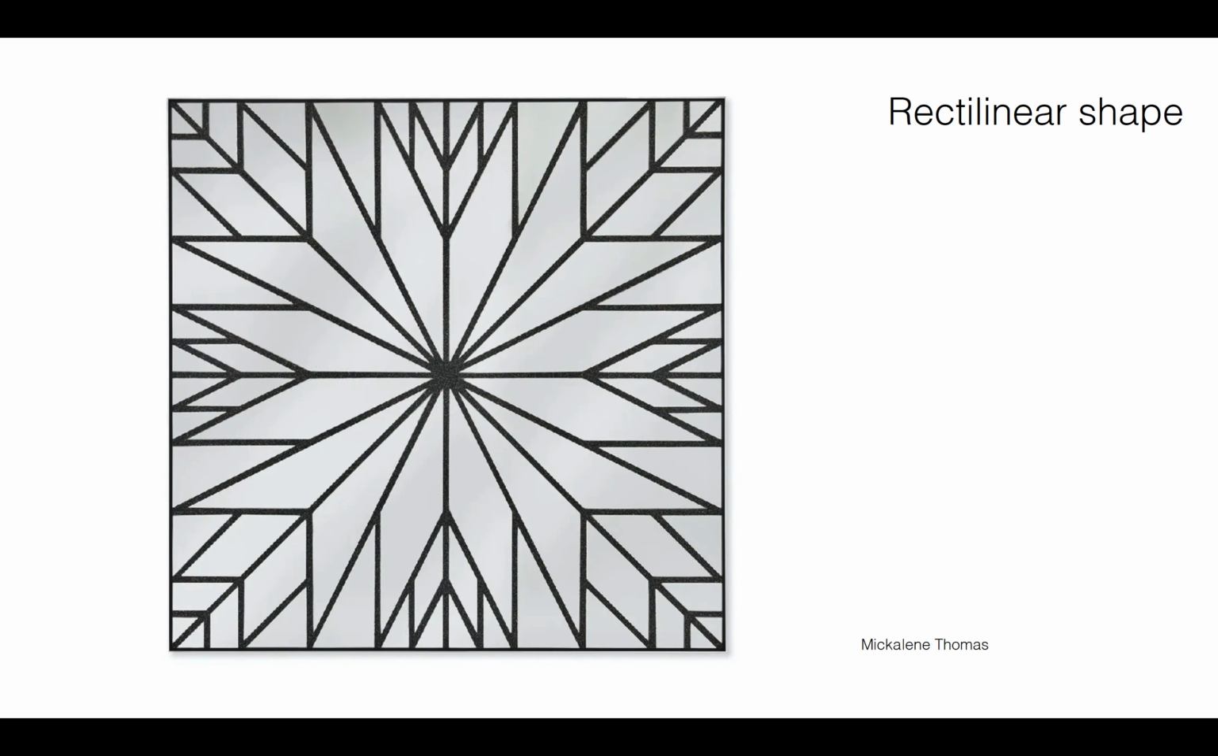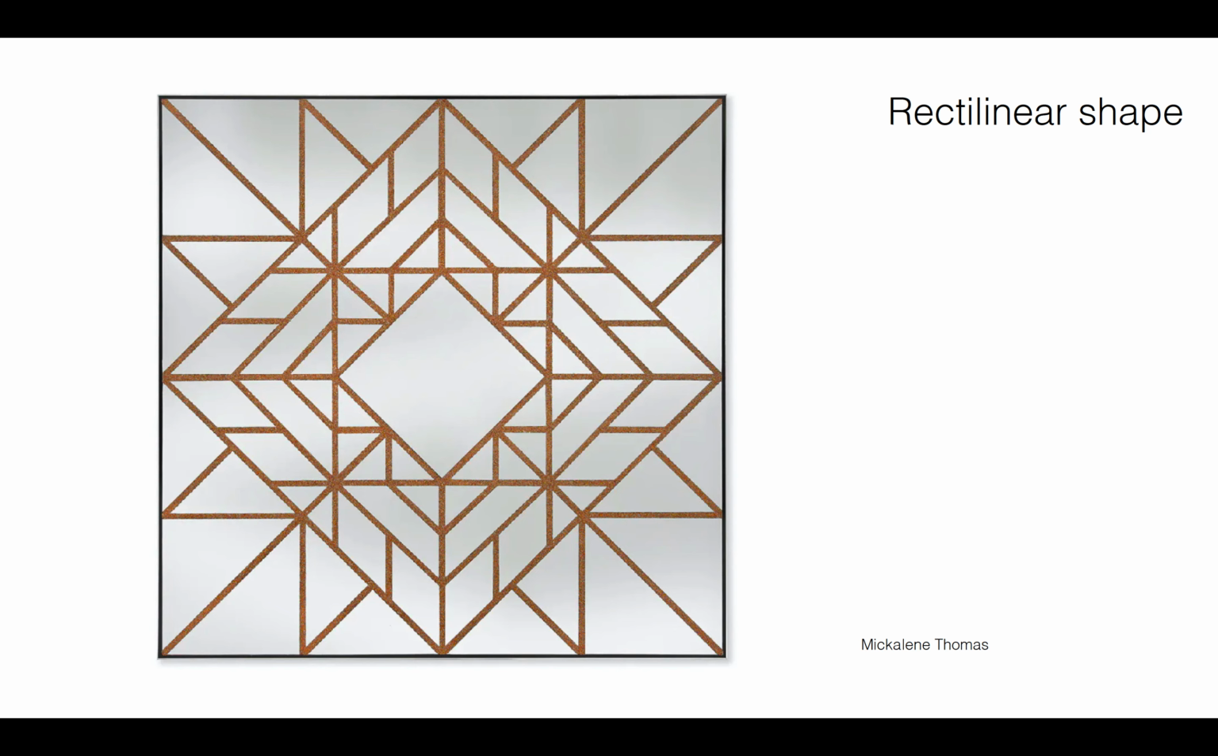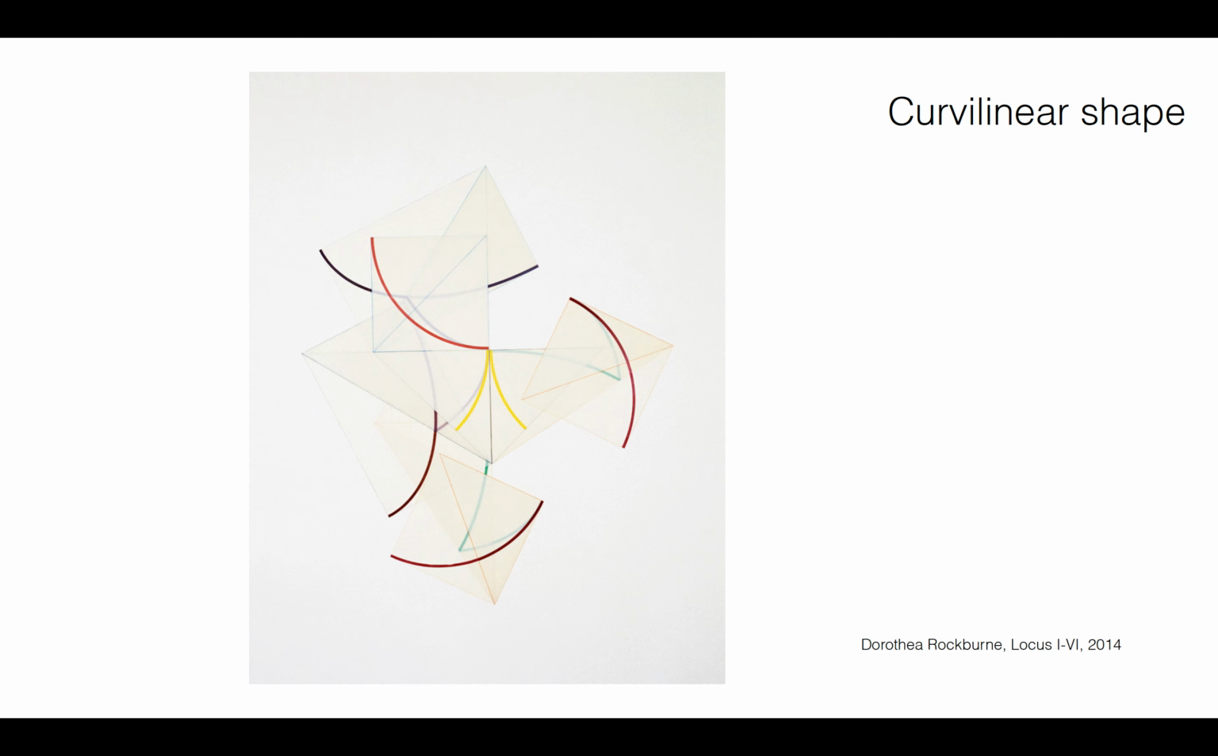This example is a rectilinear type of shape where it's all formed by straight lines. It can be infinitely variable. You can have shapes within shapes within shapes. But rectilinear tend to be very angular, very hard-edged shapes. And thinking about how do you want to use that or how do you want to manipulate it.